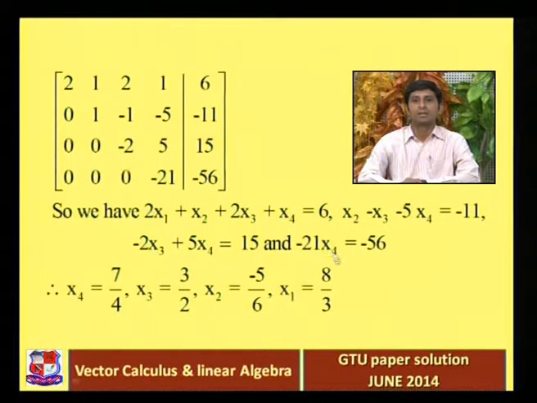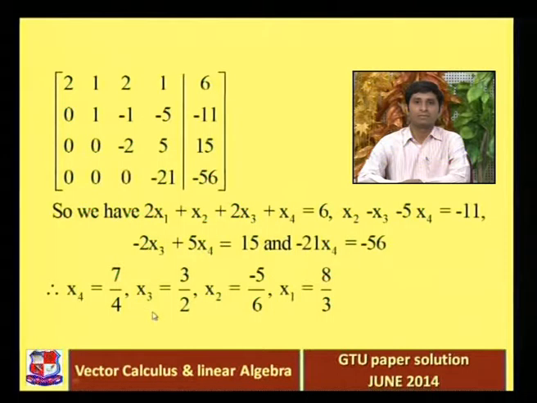Now from the last equation we get the value of x4. x4 is equal to 56 divided by 21. So that will become 7 by 3, correct? Because 56 and 21 are both multiples of 7. So 7 into 8 is 56 and 7 into 3 is 21. That's why x4 is equal to 8 by 3.